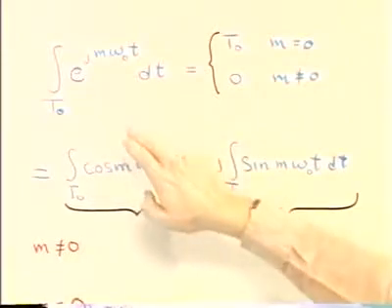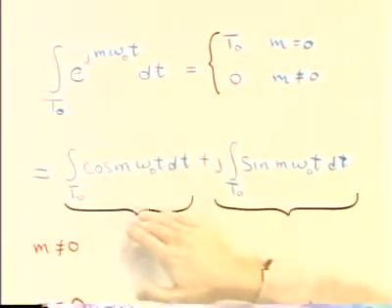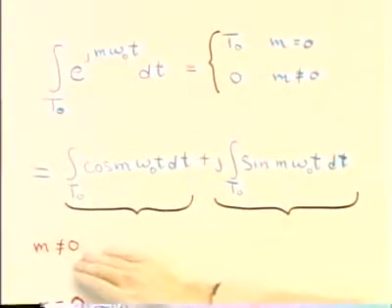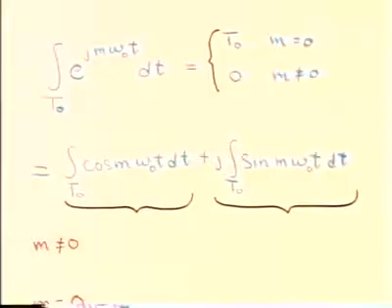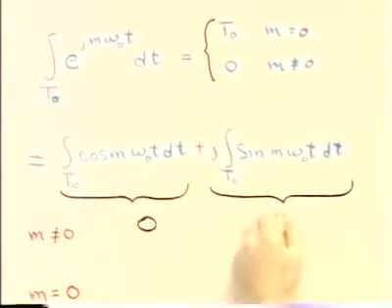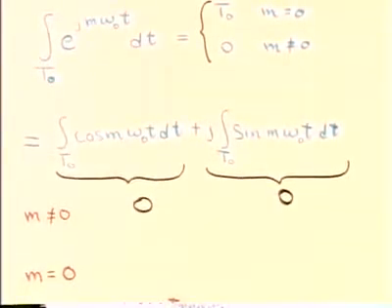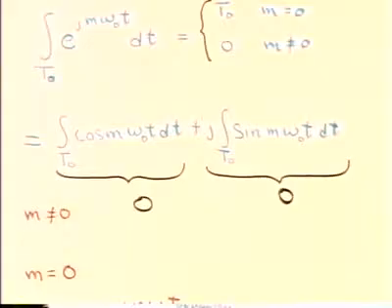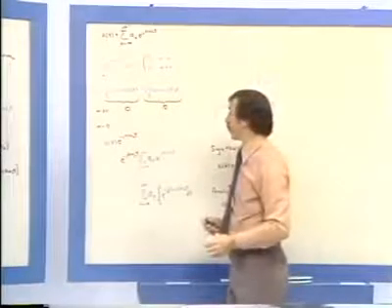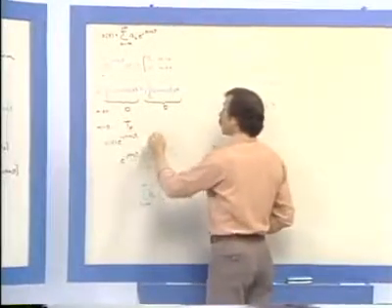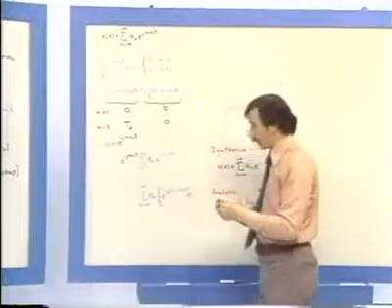That follows simply from the fact that if we substitute in using Euler's relation, so that we have the integral of a cosine plus j times a sine, if m is not equal to 0, then both of these integrals over a period are 0. The integral of a sinusoid, cosine or sine, over an integral number of periods is 0, whereas if m is equal to 0, this integral will be equal to t0, the integral of the cosine, and the integral of the sine is equal to 0.